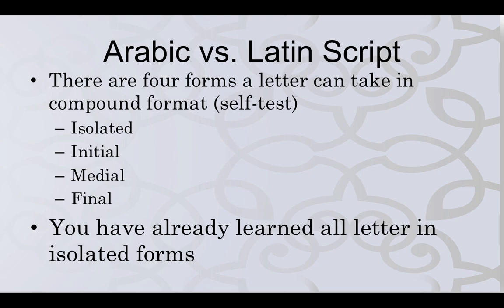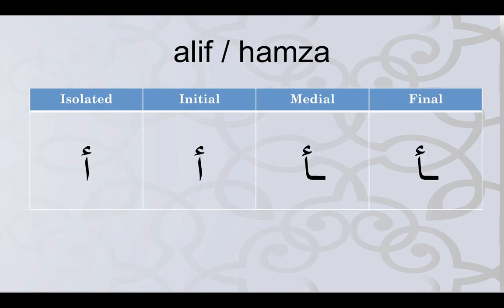By the way, you have already learned all the letters in their isolated format. If you've been watching the videos in sequence, the video that I'm doing today is the 7th video, and you've learned section 1, lessons 2, 3, 4, and 5. You've learned all the letters, and the way they're written in those sections and lessons is in their isolated format. Today, I'm going to give you all the letters in their initial, medial, and final forms, along with the isolated form. So let's get started.